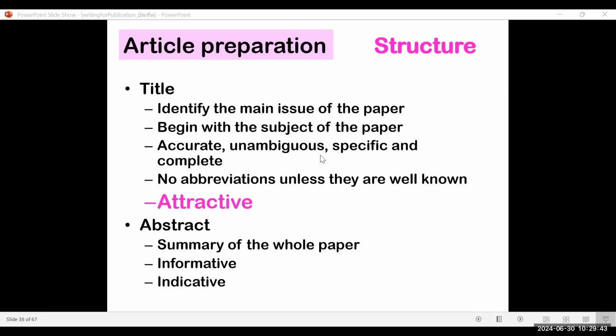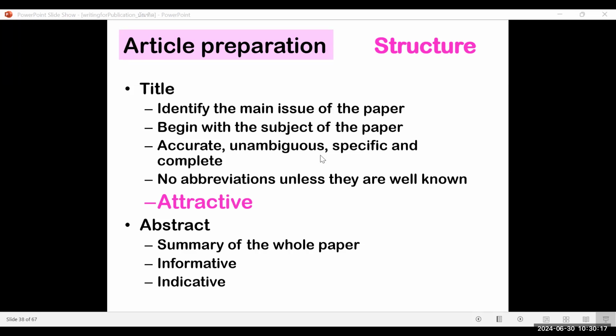Better not to use abbreviations unless they are well known, like anti-MMP1, for example. MMP1 comes from matrix metalloproteinase. It means that the readers will know that the content inside the article is something that protects against collagen degradation in the skin. For example, like this one.